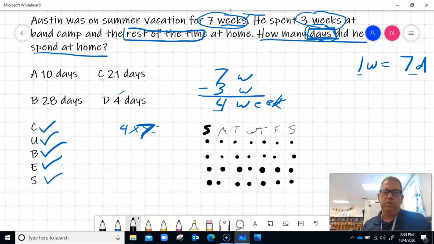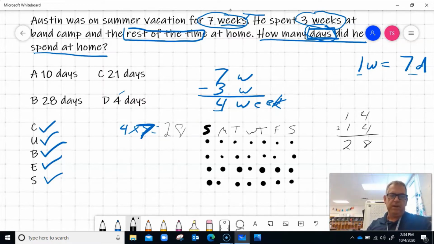And one of the tricks that we did for trying to memorize our 4 facts is instead of skip counting by 4, 7 times, I can just double 7. So double 7 is 14. And we double that again, 14 again. And 14 and 14 is 28. So 4 times 7 equals 28. And you look over here, 28 days, the answer choice B. I'm going to put a question mark there.